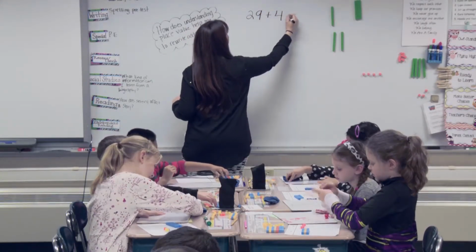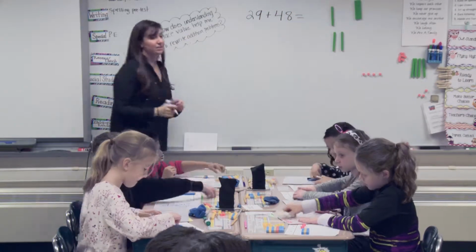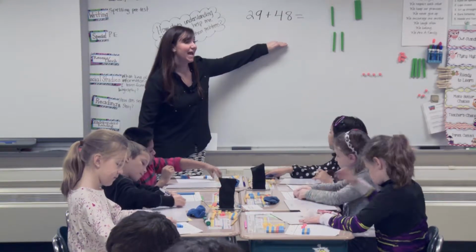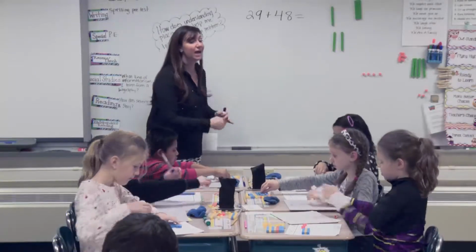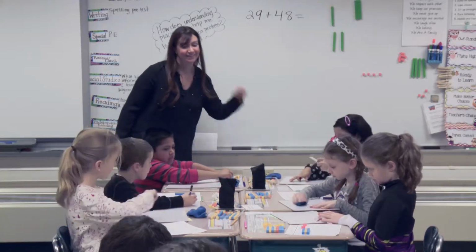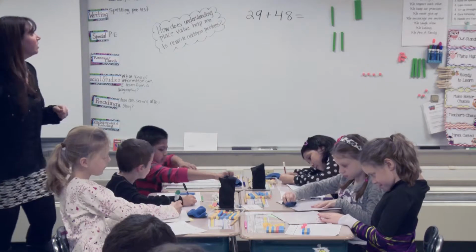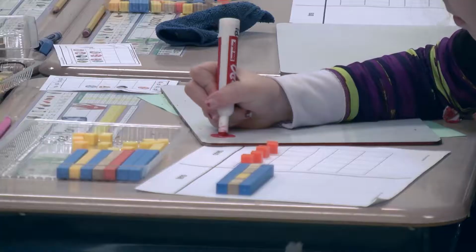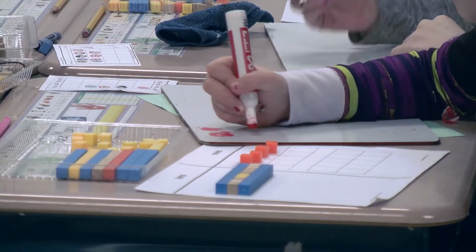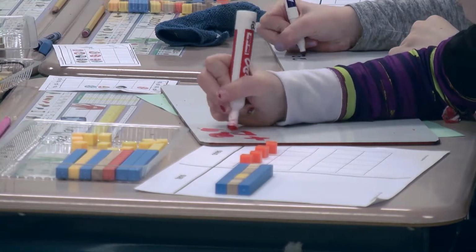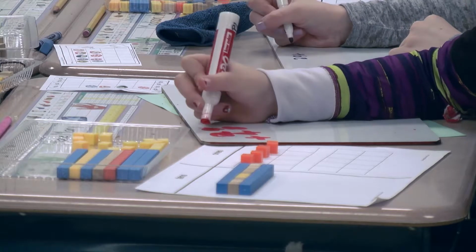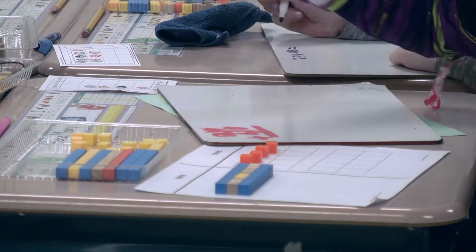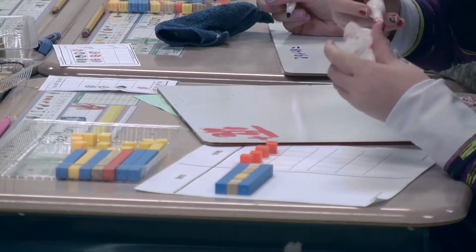29 plus 48. I want you to rewrite it, lining up the tens and the ones on top of each other. So on your board, 29 plus 48, rewrite it, lining up the tens and the ones. Daniel, honey, I love how you're doing it here. Can you rewrite it here first so you see the numbers so you don't have to look at the board right away? Okay, so you have 29 plus 48, lining up the ones and the tens.